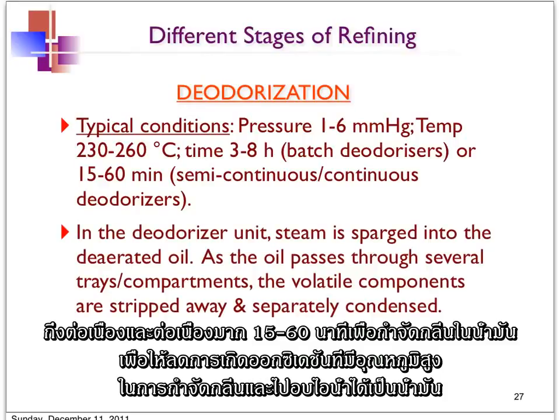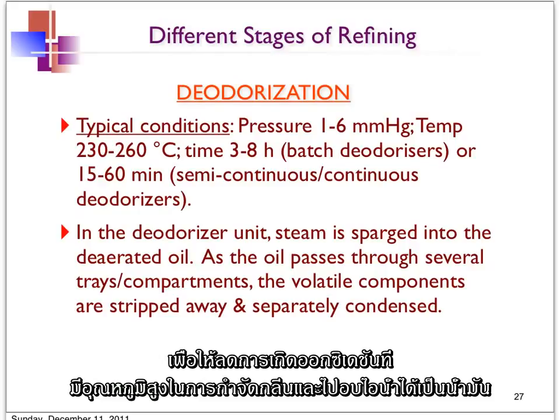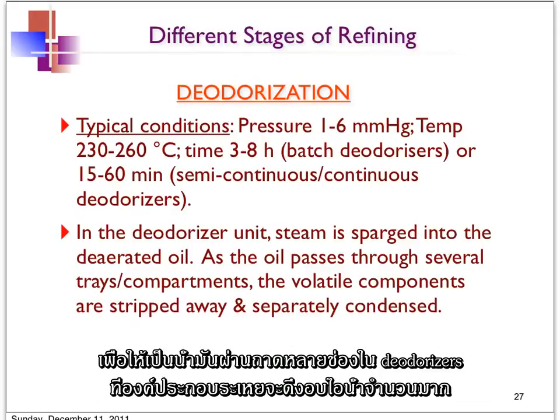So in the deodorizer unit, steam is sparged into the deaerated oil. The oil is deaerated to remove the air, so that it will reduce the oxidation, especially at high temperature in the deodorizer. And the steam will come in intimate contact with the oil. So as the oil passes through several trays or compartments in the deodorizer, the volatile components are stripped away by the steam, and then separately condensed and collected as the fatty acid distillate.